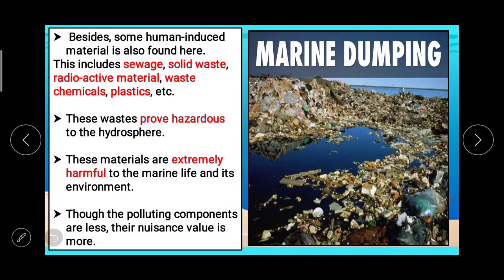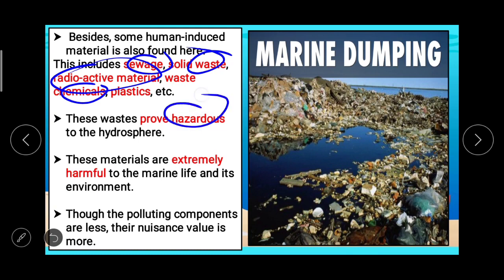And the last one, besides, some human induced material is also found here. This includes sewage, solid waste, radioactive material, waste chemicals, plastic, etc. In short, we can call it water pollution or marine pollution. These wastes prove hazardous to the hydrosphere.